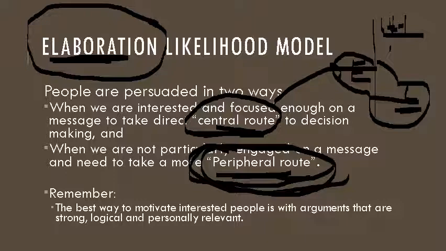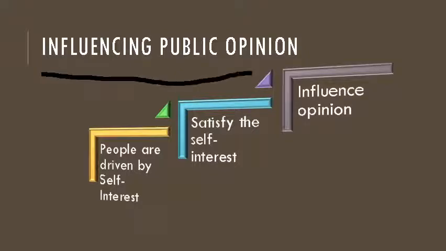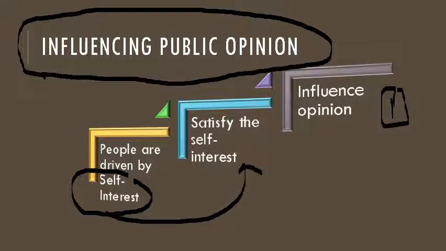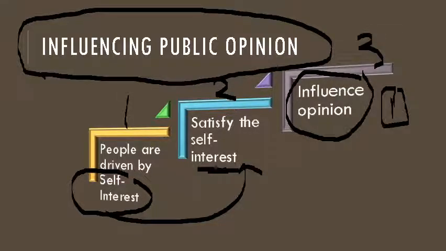So that is the elaboration likelihood model. There are various steps or levels to influence opinion. The first is that people are driven by self-interest. If you satisfy the self-interest, like in the Maslow hierarchy of needs, you go to the second level. Once you satisfy the self-interest of that individual, you have the likelihood to influence the opinion. So the first step is self-interest. What is the interest of that public? I need to communicate and satisfy it so that I can persuade the opinion of that public.